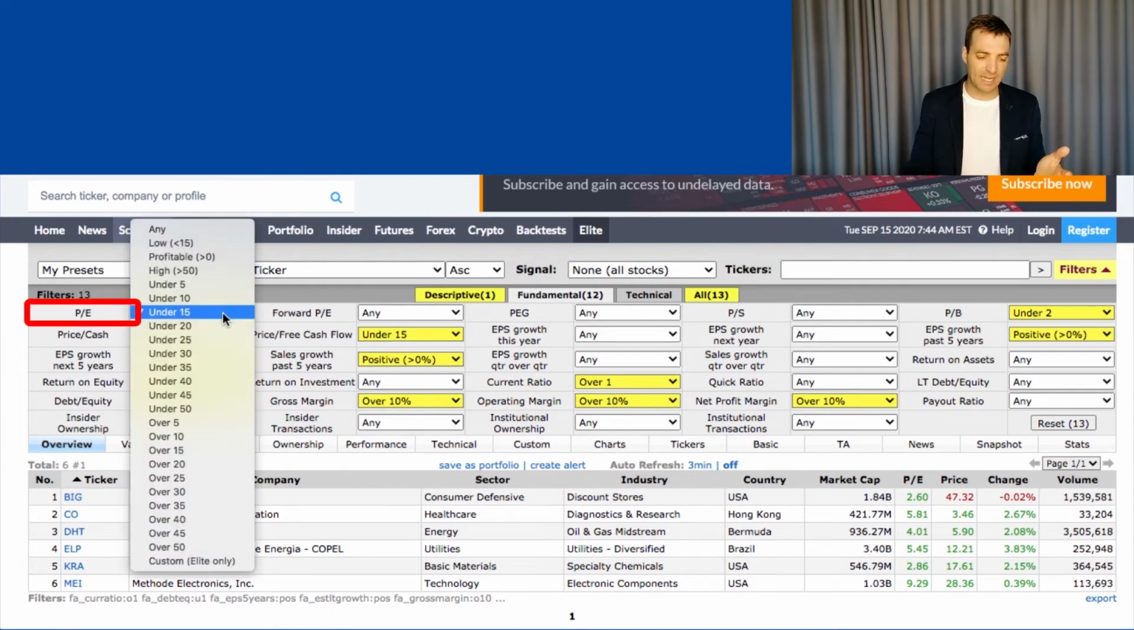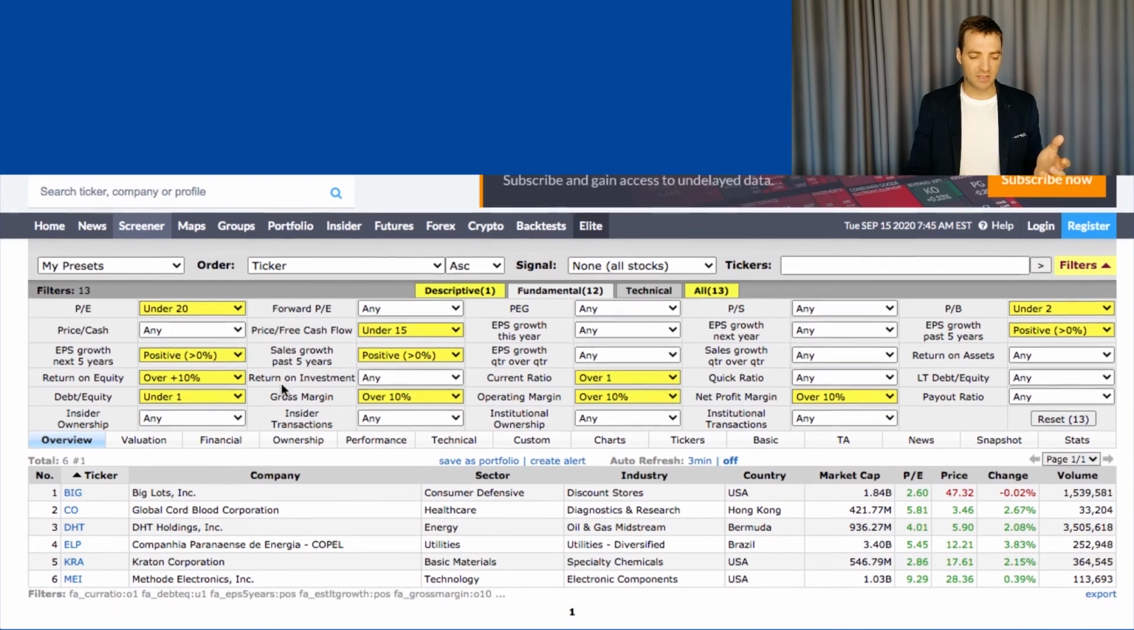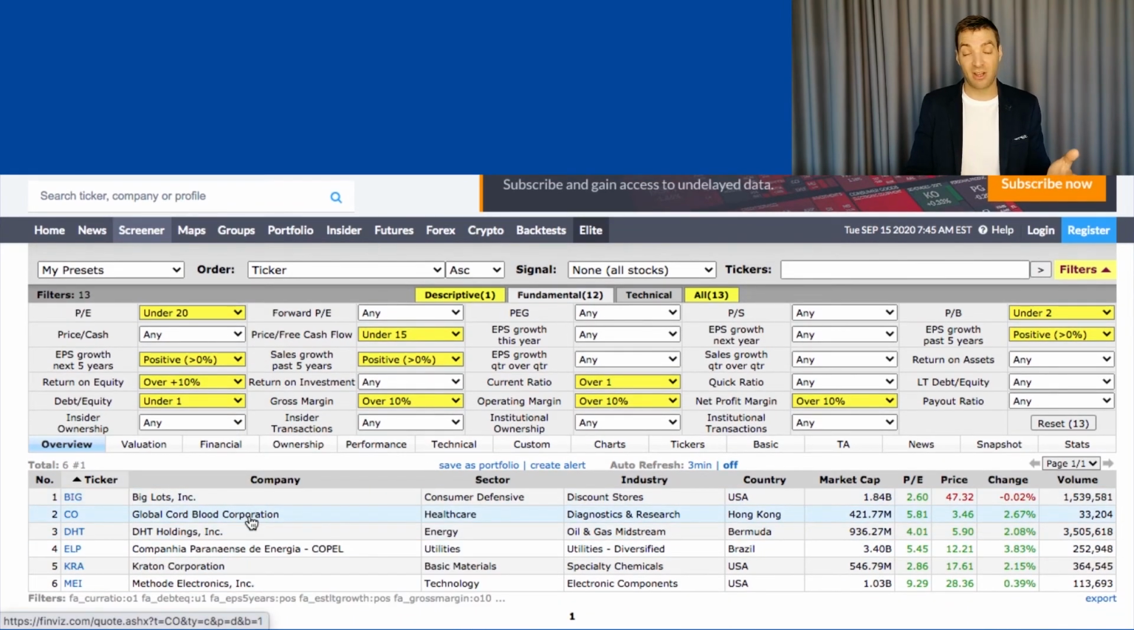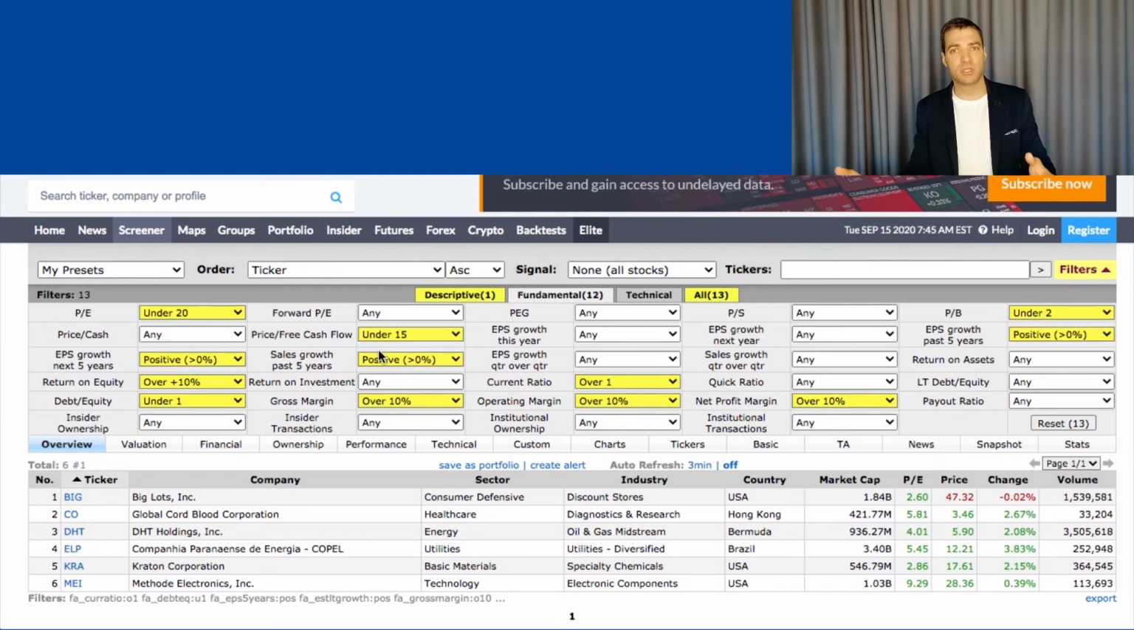Now, I also like to play around with these numbers a little bit as well. So for example, the PE ratio being under 15, well, maybe that's a little bit strict. I can move that to under 20, and it didn't change. I still got the same 6 companies, but I can play around with each one of these metrics and make them a little bit more lenient or a little bit more strict, depending on how big my list is. So if I want to find more companies, well, I'll just be a little bit more lenient, get some more companies, then go and do some more research.